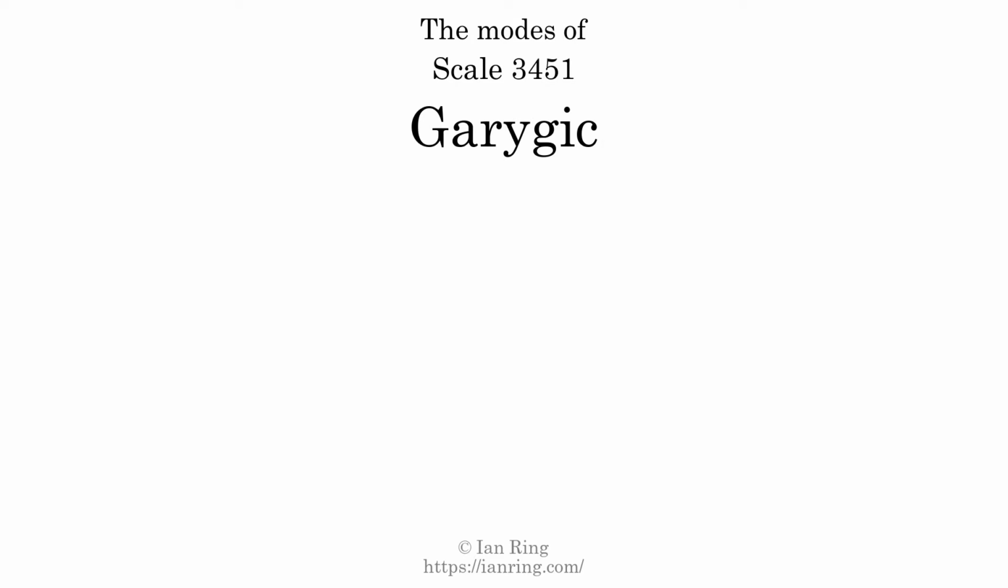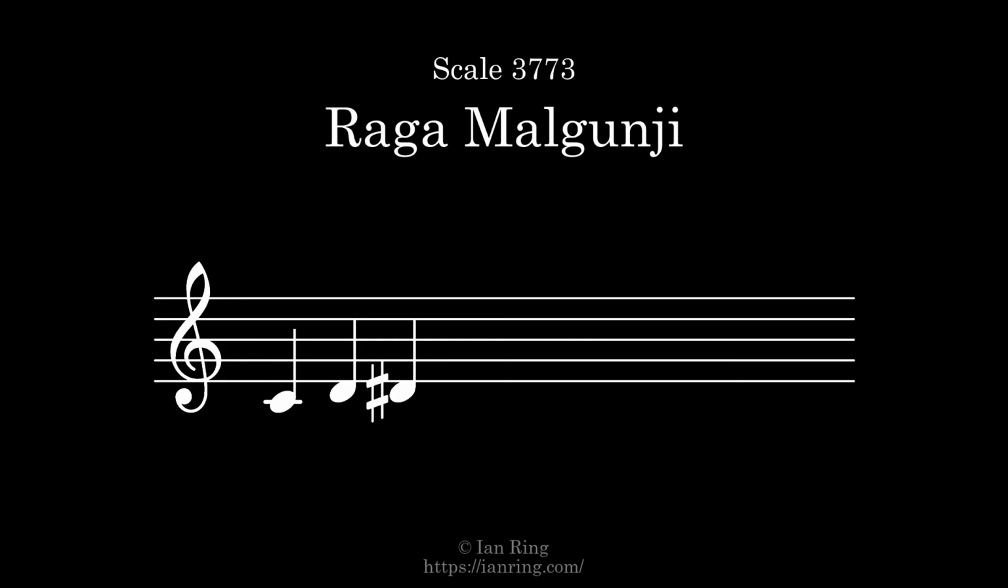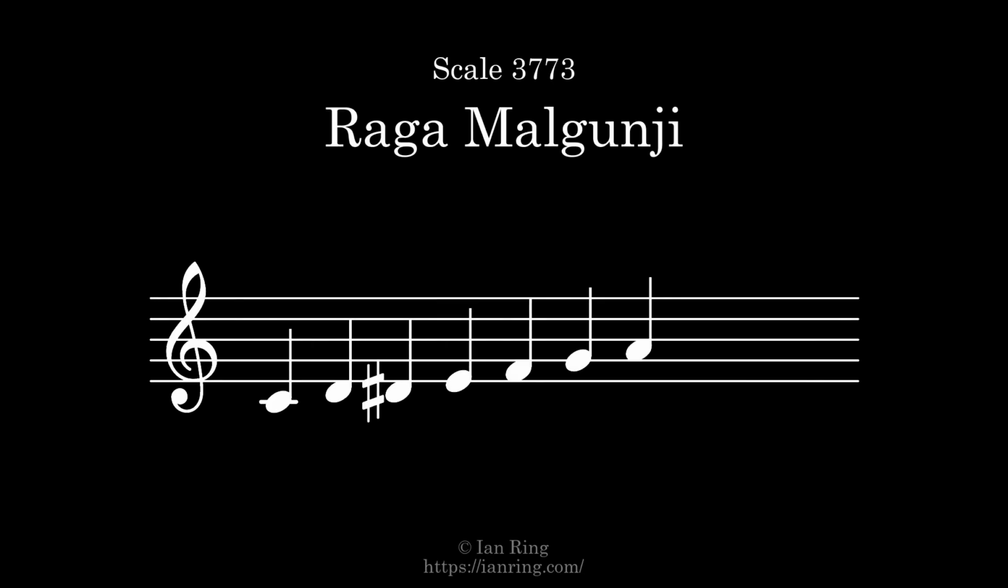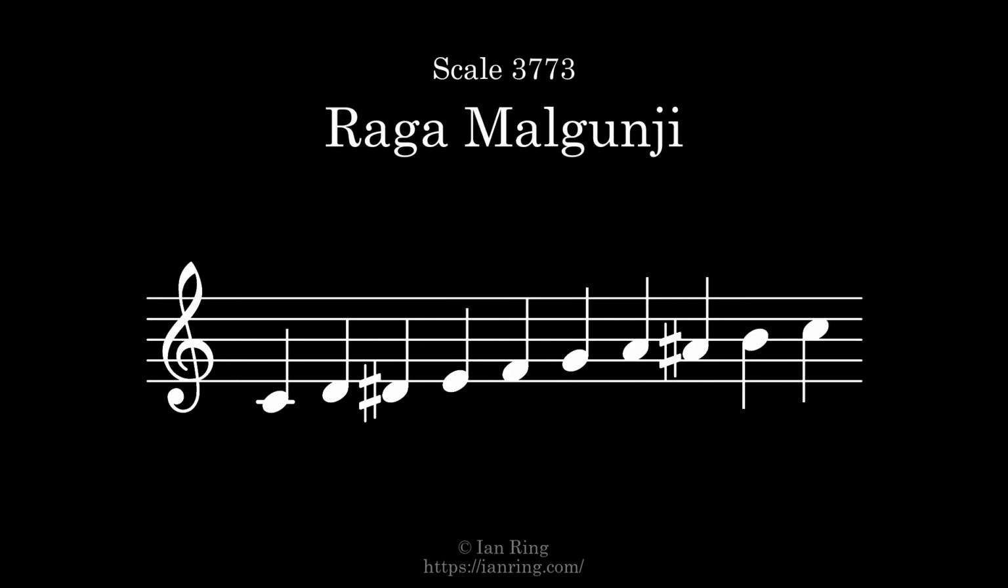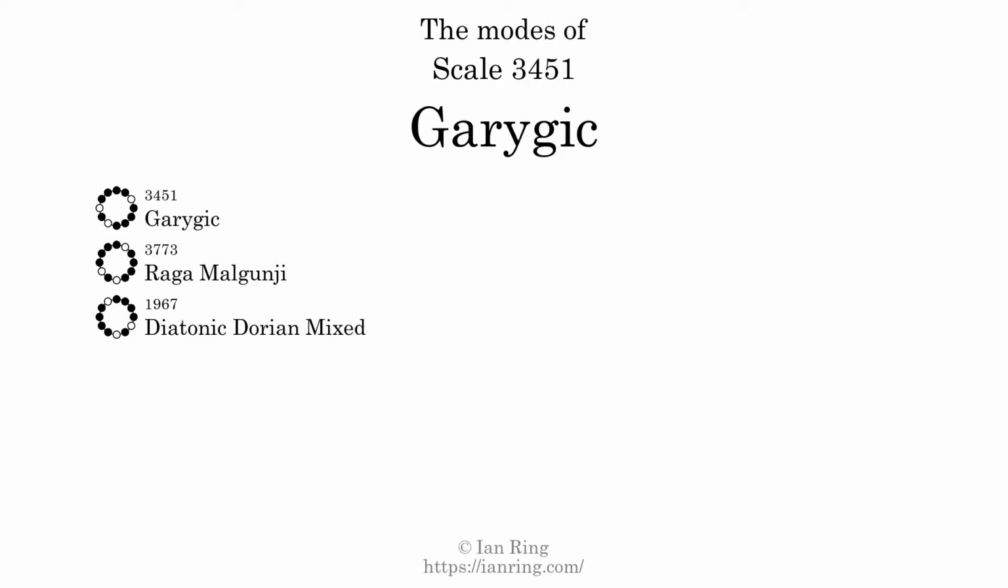This scale has 9 modes. The first mode is itself. The second mode is scale 3773, also known as Raga Malgunji. It sounds like this. The third mode is scale 1967, also known as diatonic Dorian mixed. It sounds like this.